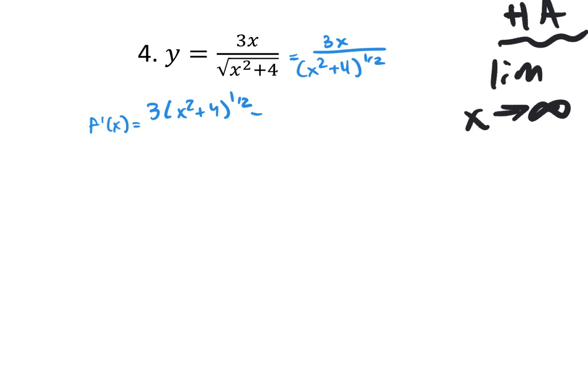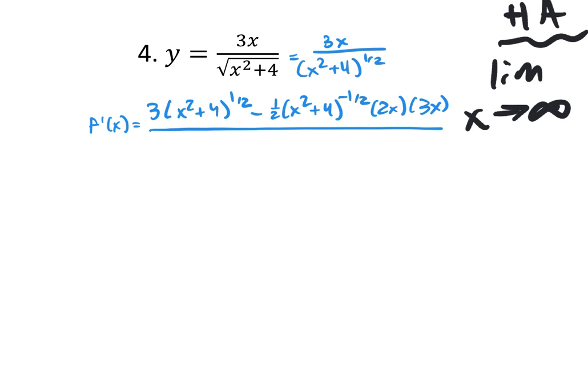So we're going to start with the power rule: 1/2 times (x squared plus 4) to the negative 1/2, times the derivative of the inside, 2x, times the top, 3x, all over the bottom, which is (x squared plus 4) to the 1/2, squared. If you consider that, the bottom would be ((x squared plus 4) to the 1/2) all squared. Really, it just means take the 1/2 and the 2 and multiply them together, and you just get 1. So really, this part there is not needed. The bottom can just stay x squared plus 4.